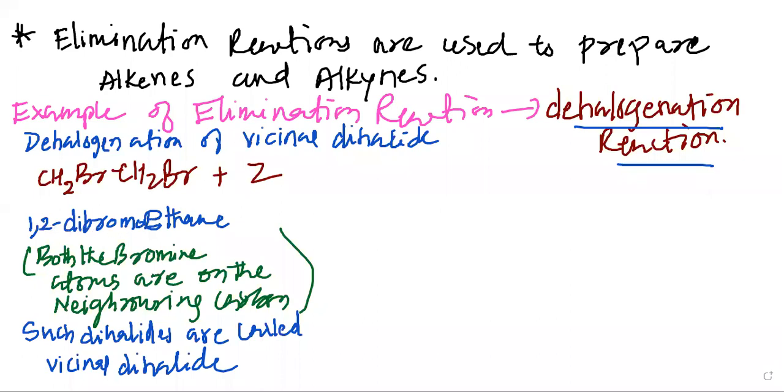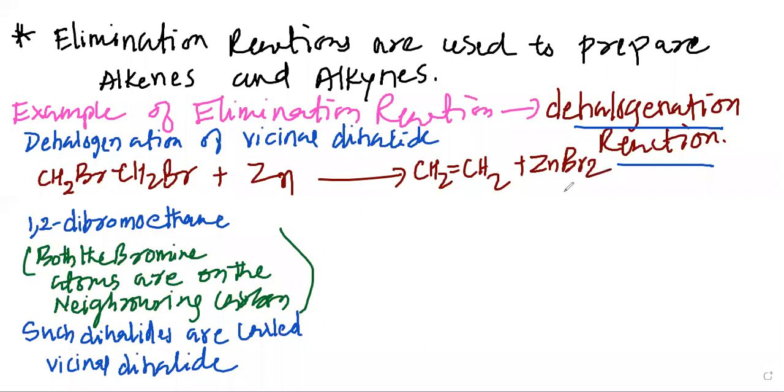Let me write the E properly so that there will be no confusion. It will be 1,2-dibromoethane. So this 1,2-dibromoethane, my dear students, when it reacts with zinc metal, it produces CH2=CH2 and it gives us ZnBr2. So this is the reaction which is known as the dehalogenation reaction.